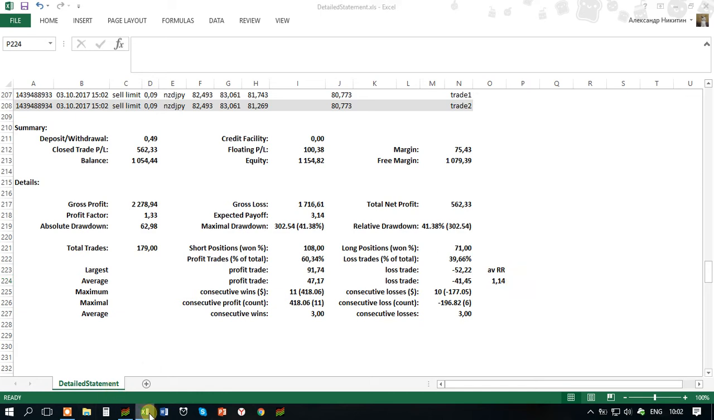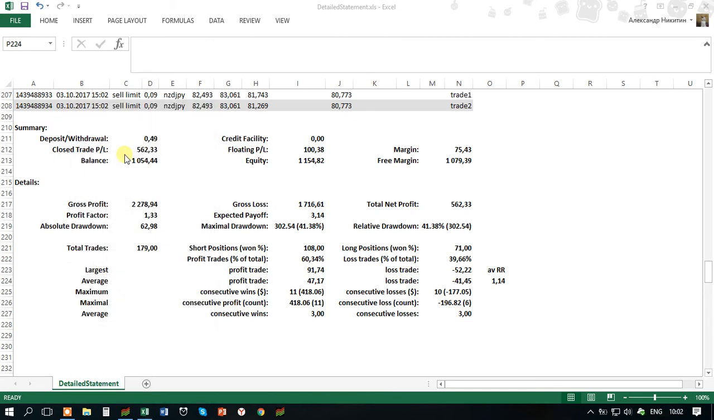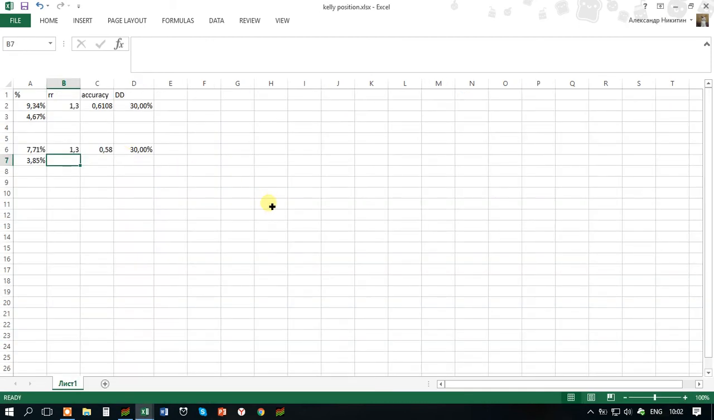Okay, so let me show you something else. If we go to Kelly position size calculation. What is the Kelly position size calculation? This is actually the position size that shows how much I am to risk in order not to lose all of my account, how much I need to risk. Okay, and it is based on my risk to reward and on my accuracy. So my accuracy right now was, what was it? 60 something percent, yes?